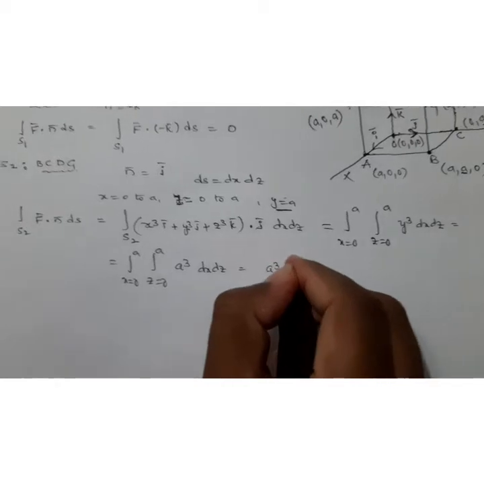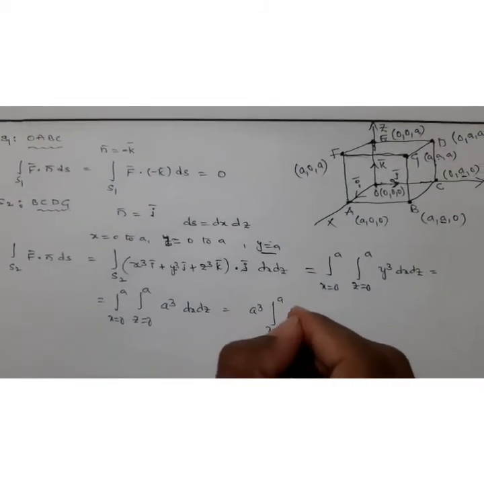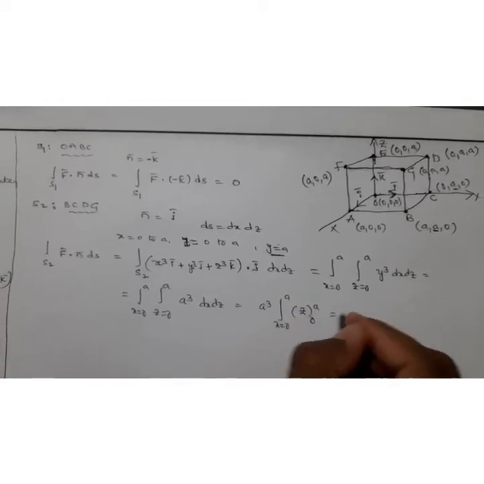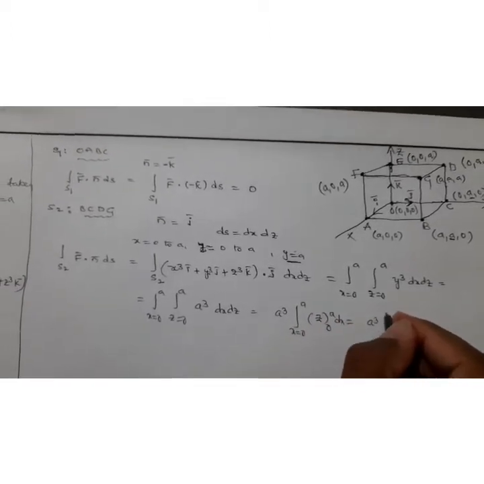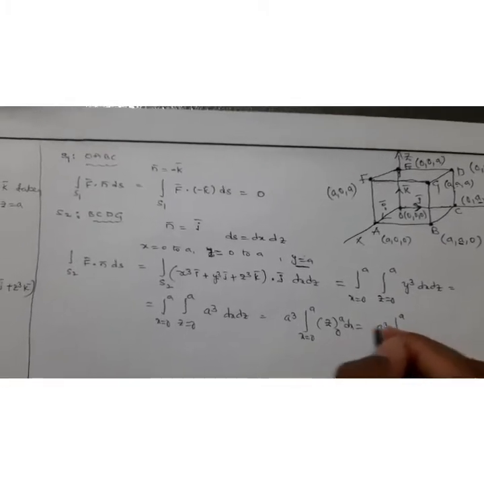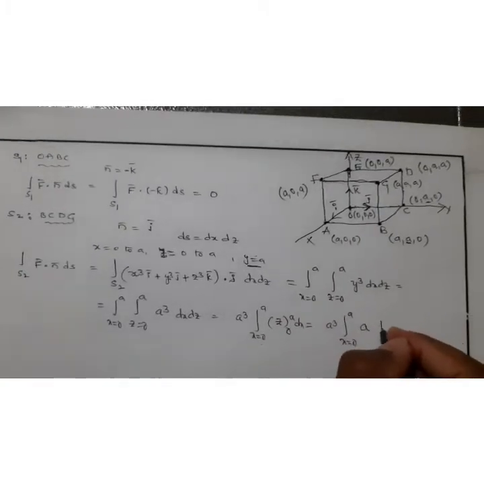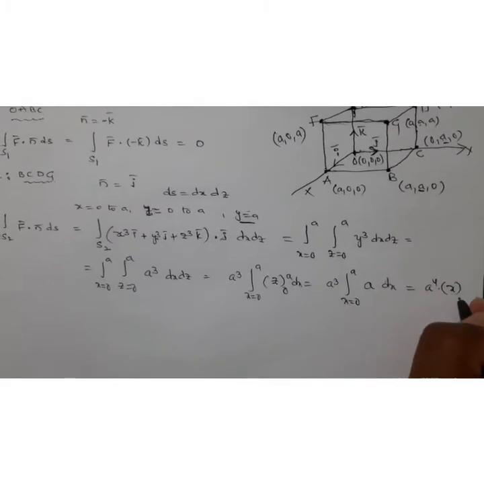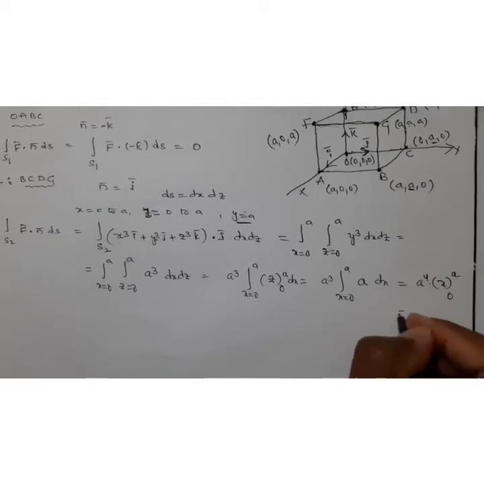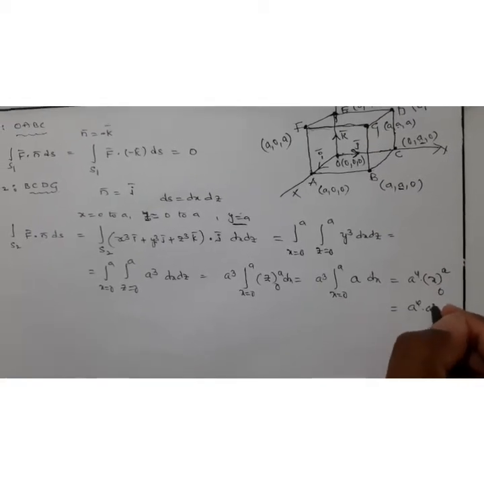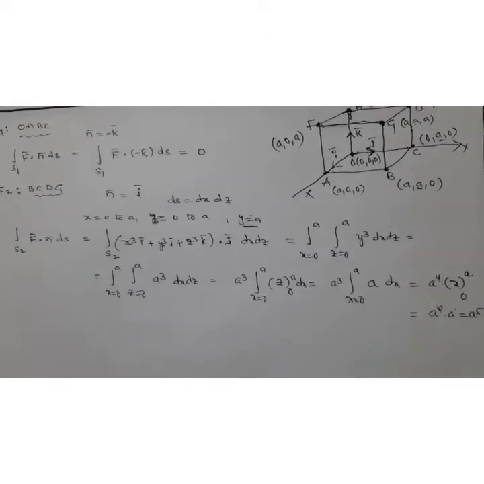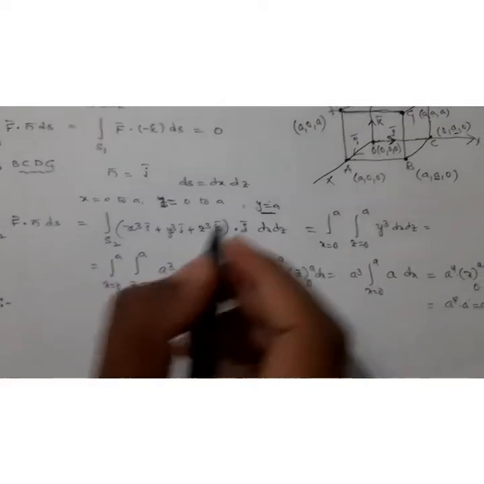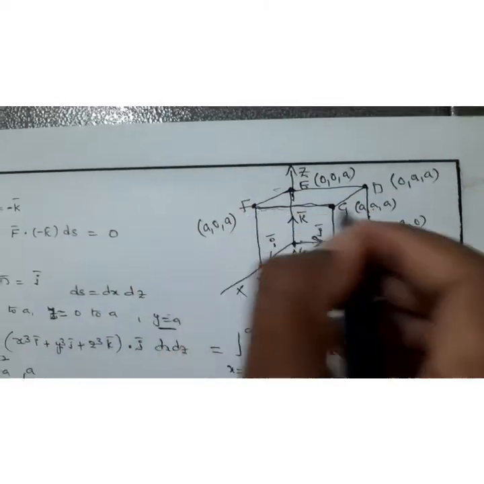a cube is constant. Integrate with respect to z, limits from 0 to a, into dx: a cube into x from 0 to a, substituting the z value a into dx. Next, a cube times a, a power 4, into the integral of dx, which is x with limits from 0 to a, that is a power 4 into a, which is equal to a power 5. Two surfaces we completed. Next, the third surface S3, the third surface is DEFG.